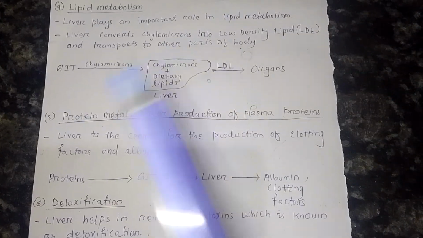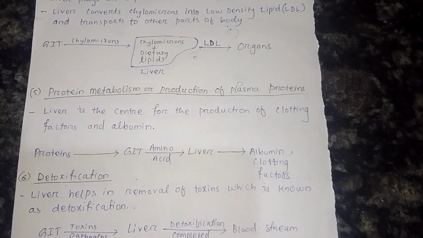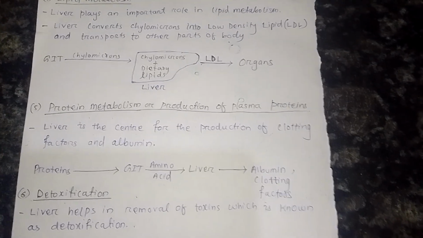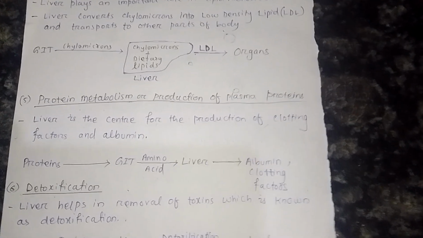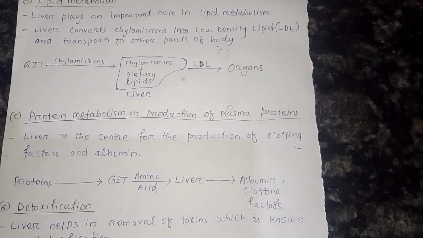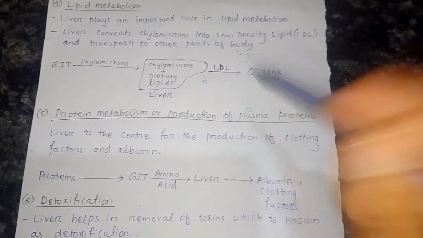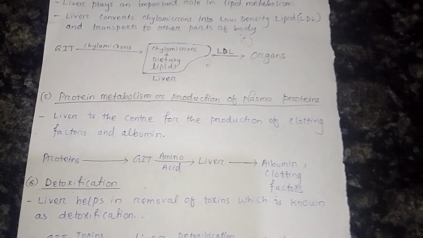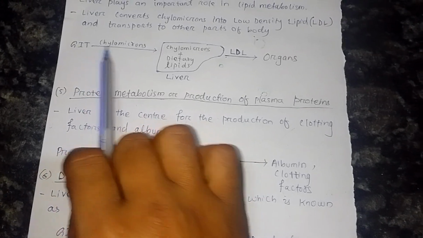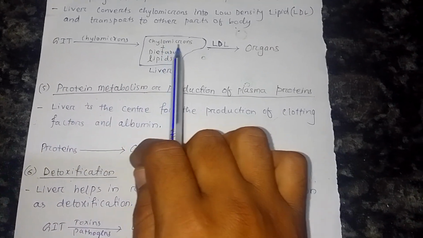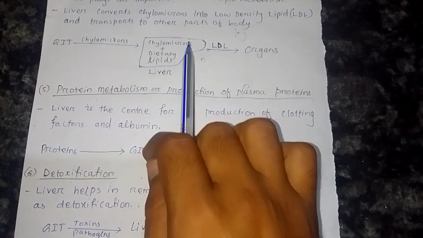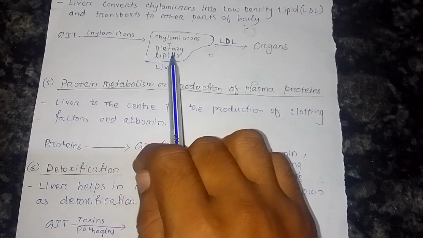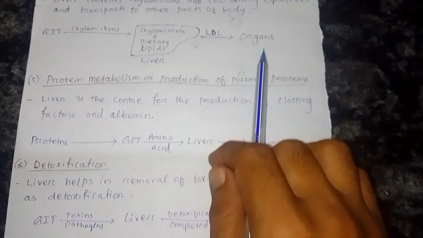Liver converts the chylomicrons. Chylomicrons are the fats covered with proteins, which are absorbed from the small intestine, and they are converted into low density lipoprotein, LDL, in the liver, and these are then transported to other body parts where they have to be used. You can see that from the GIT, chylomicrons are absorbed and they are converted into LDL and sent to some organs, and this conversion takes place in the liver, and the substrates are chylomicrons and some dietary lipids, which are converted into LDL and then transported to some organs for use.